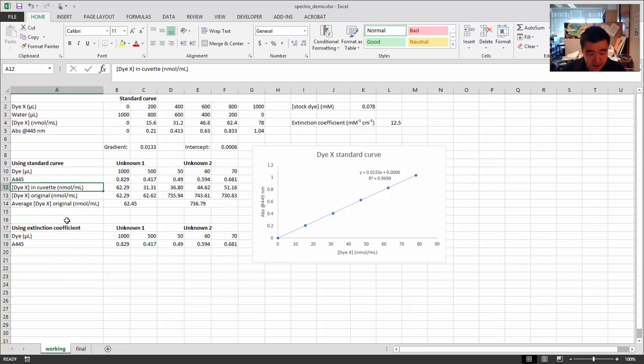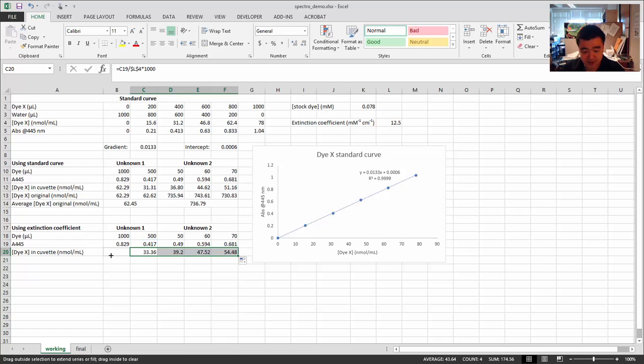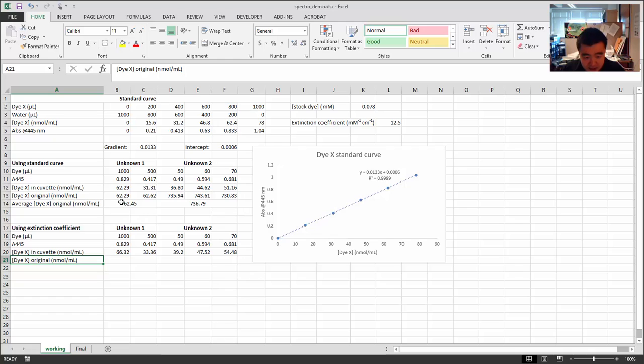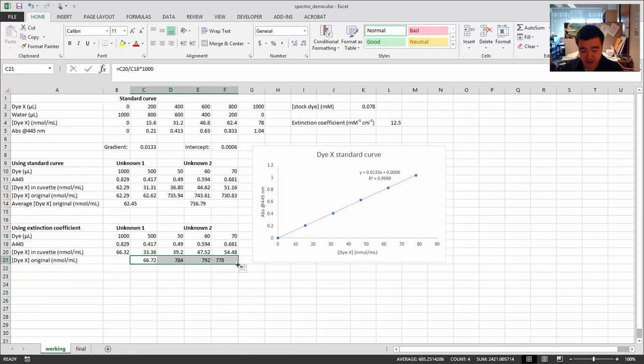Okay, so this one, let's just copy over this. Concentration of dye in the cuvette. This was equal to the absorbance divided by the extinction coefficient, times 1,000. And again, we want L4 to be fixed, and so we'll put dollar signs in front of the L and in front of the 4 so that we can drag left and right. And then we can work out the concentration of dye in the original. Just like we did over here, we did the concentration of dye in the cuvette divided by the dye volume in microliters times 1,000. We can do the same here, equals the concentration divided by the dye volume times 1,000. And again, we can click and drag, and again, we can work out the average.